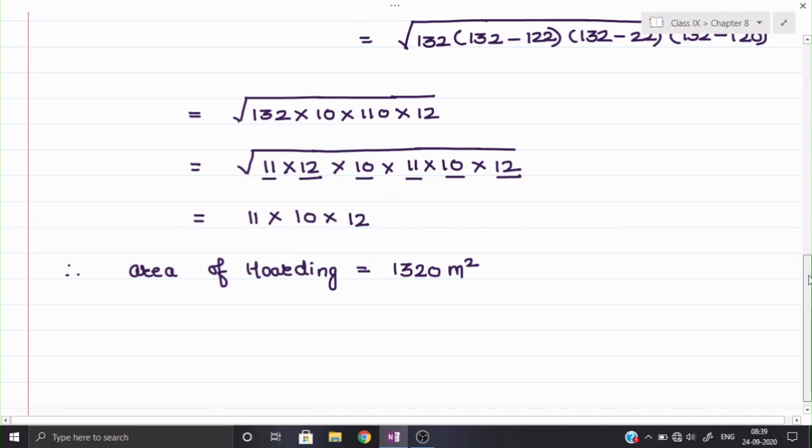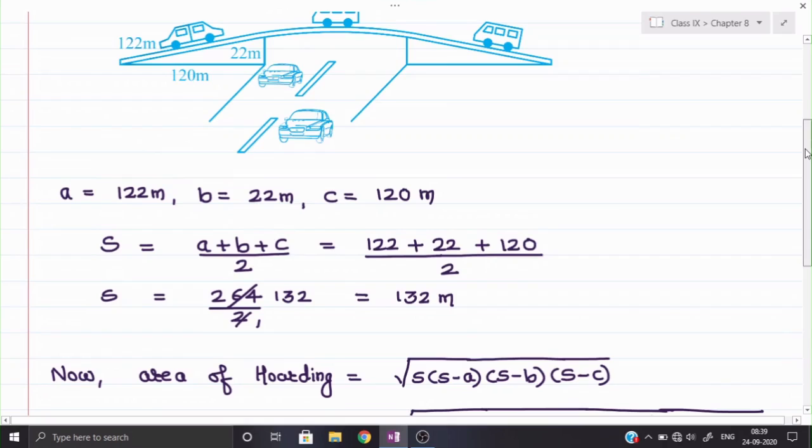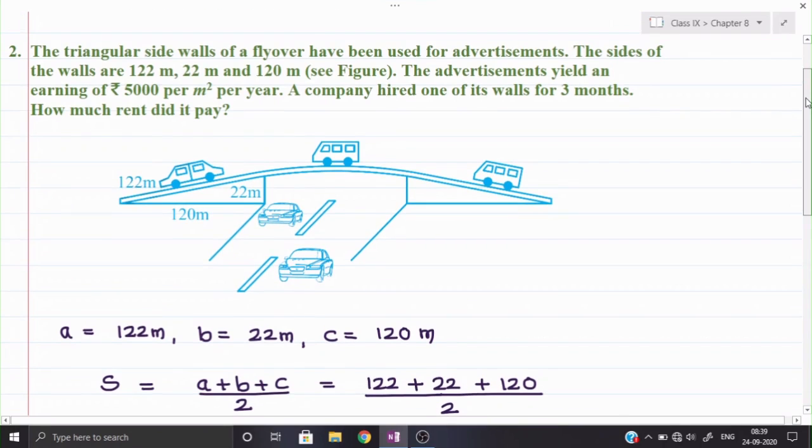Now see what the question says further. The advertisement yields an earning of rupees 5000 per meter square per year, which means if you give the hoarding for the whole year, for 1 meter square you have to pay 5000 rupees. Suppose your area is 2 meter square, so for 2 meter square you have to pay 10,000 rupees.